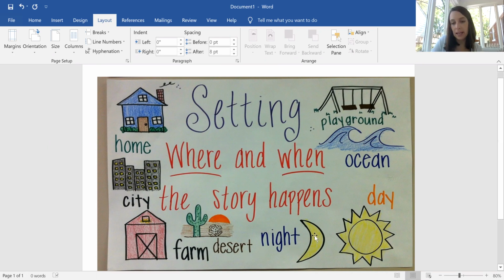Is it nighttime? Do we see a moon in the pictures? Is it daytime? Is the sun shining? Is it lunchtime? Are people eating food together? Or is it early in the morning when the birds are chirping? Think about, as we're reading, when is the story happening? And where is the story happening? All right.